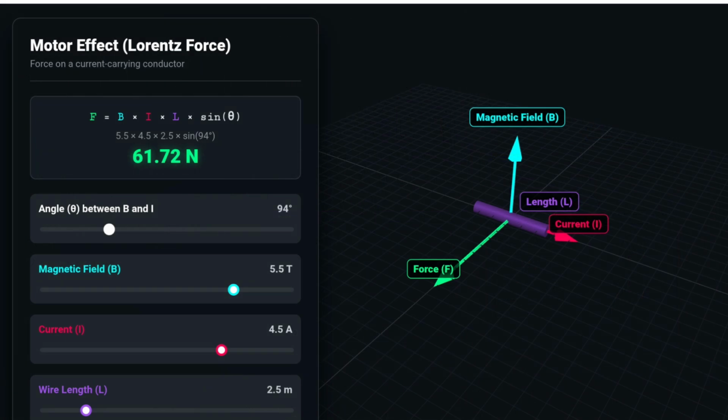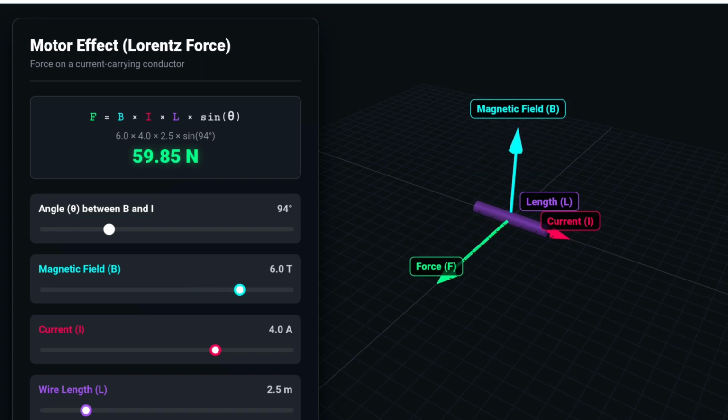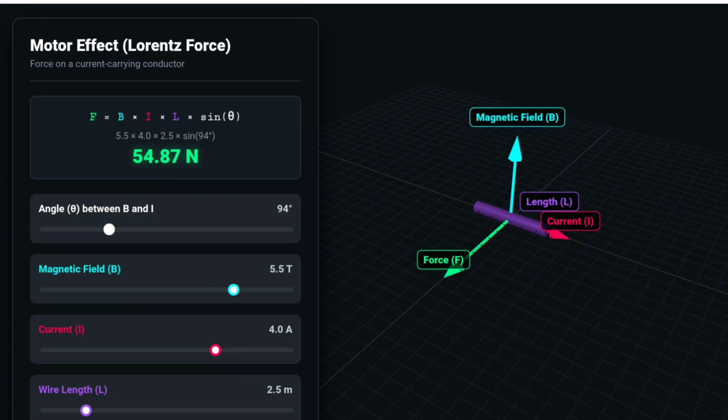So we have a conductor in purple color whose length can be increased. So if we increase the length, the force will increase. If we decrease the length, the force will decrease. Similarly, if we increase the current, the force will increase. If we decrease the current through the conductor, the force will decrease. And finally, if we increase the magnetic field, the force will increase, and if we decrease the magnetic field, the force will decrease. The last factor on which this force depends is the angle between this magnetic field and current.